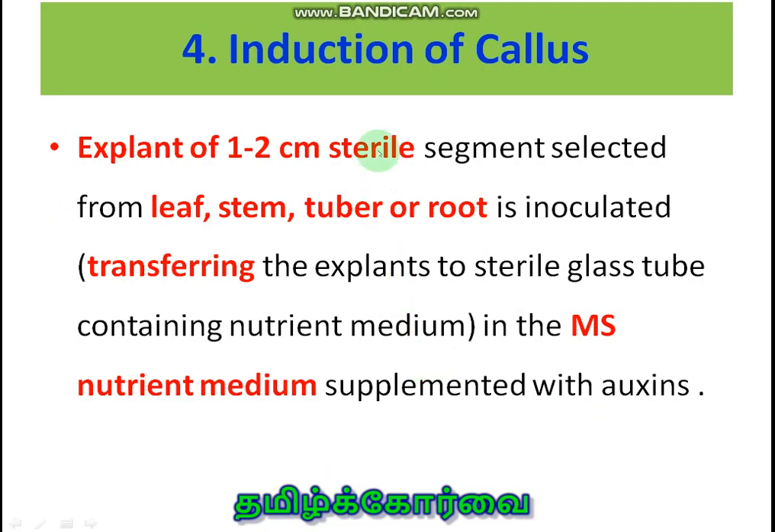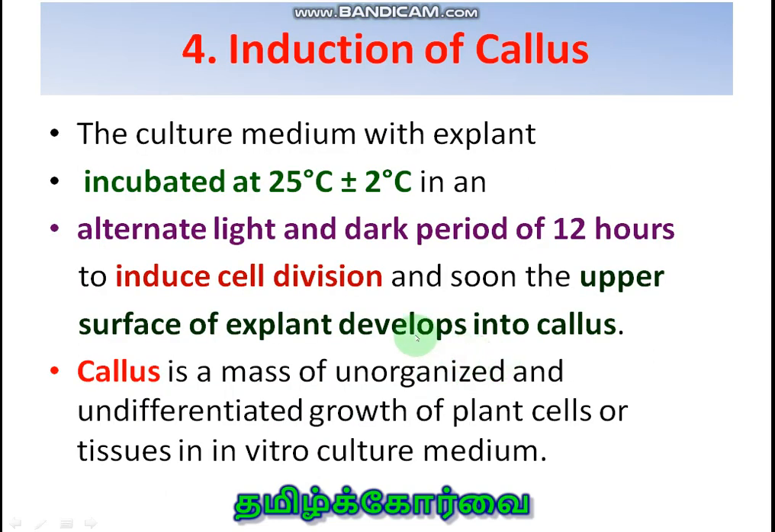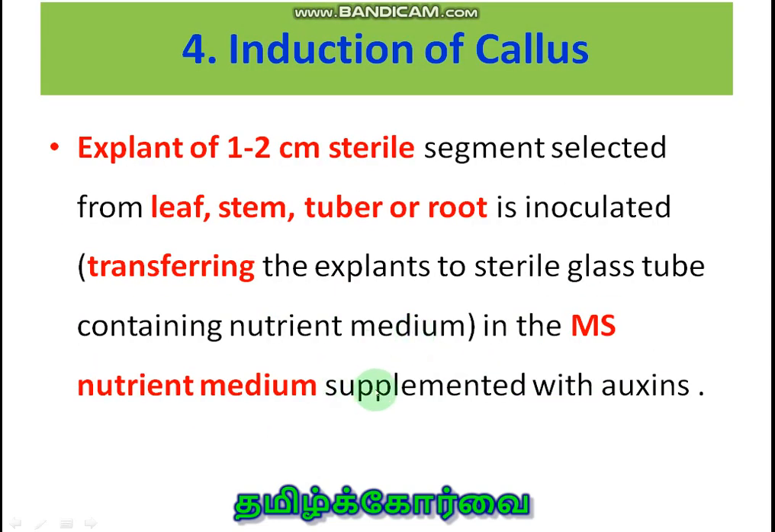Induction of callus. First, an explant of 1 to 2 centimeter sterile segment, which means it is sterilized and free from microbes, selected from the leaf, stem, tuber or root, is inoculated. Inoculation means transferring the explant to a sterile glass tube containing nutrient medium, the MS nutrient medium or the variety of media we learnt already, supplemented with auxins.